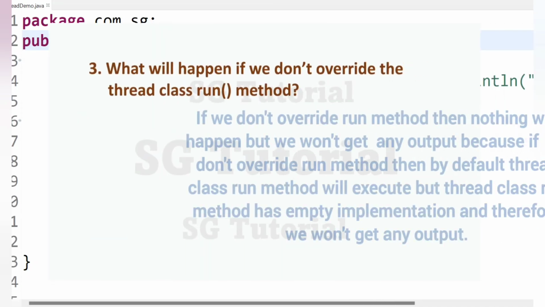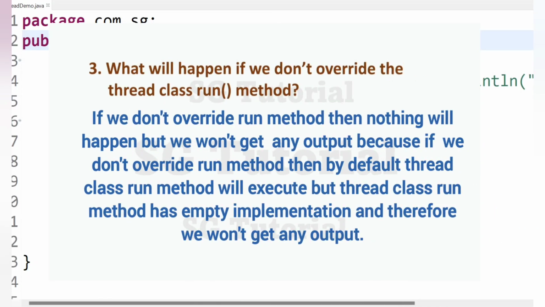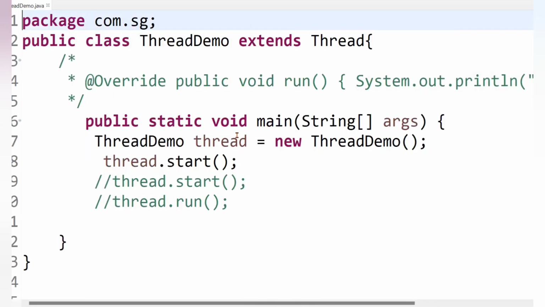So the answer will be, if we don't override run method, then nothing will happen. We won't get any output, because if we don't override run method, then by default thread class run method will execute. But thread class run method has empty implementation. There is nothing to print, and therefore we won't get any output. Okay, all right. Now let's move on.